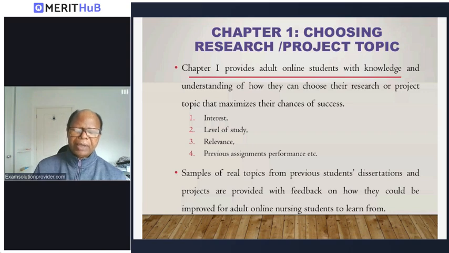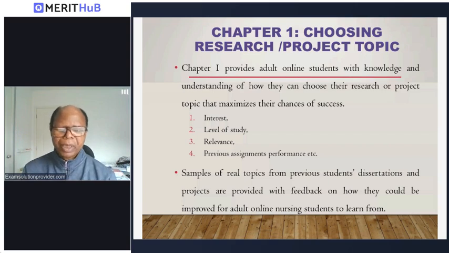The second factor you need to think of while trying to choose the topic for your research or for your project is the level of the study. If you are studying a master's, definitely your topic needs to be relevant to that particular master's. If you are doing an undergraduate degree, then your topic should be focusing on the level of undergraduate.